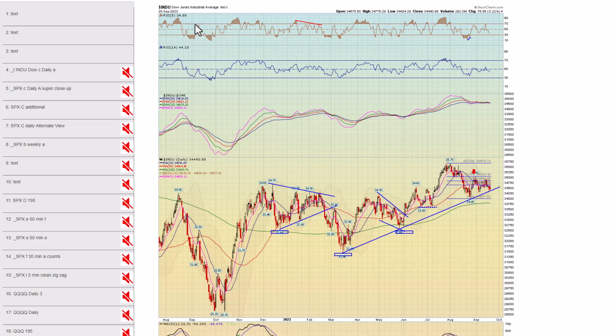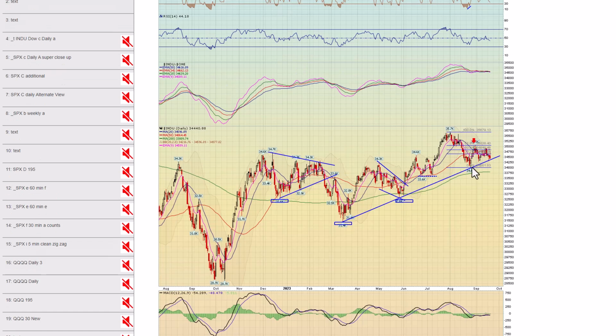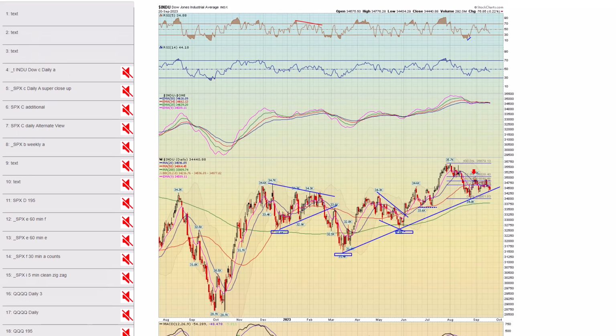So the first chart below, item number 4, is the daily chart of the Dow. The Dow closed right near this uptrend line, which goes back to March. Remember, it bounced off of that in August, rallied up, formed a lower high, and stalled conveniently at that 61.8 fib. Good area to short. So far, we have a 3-wave pullback, testing the uptrend line.